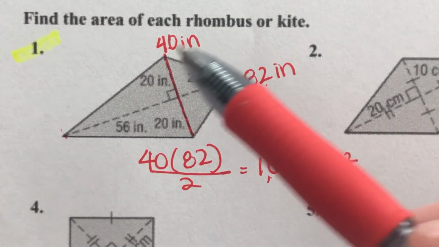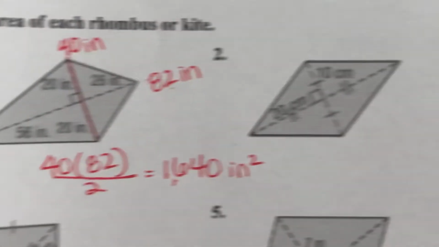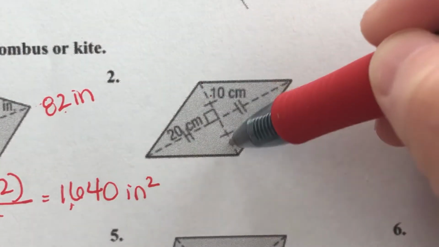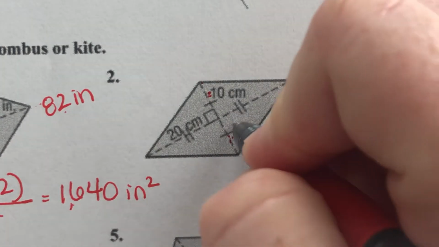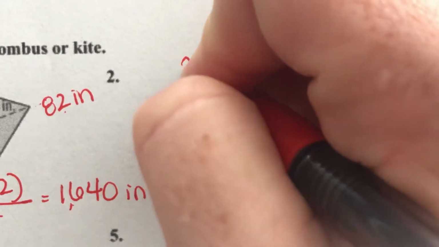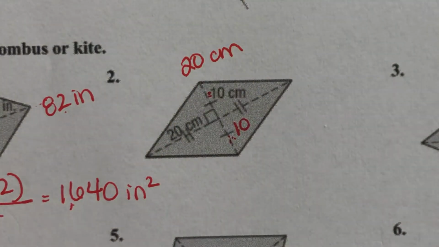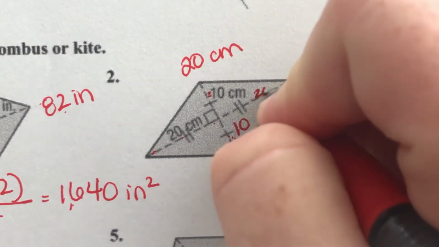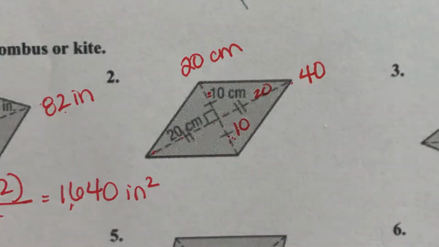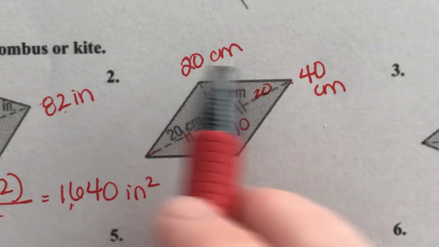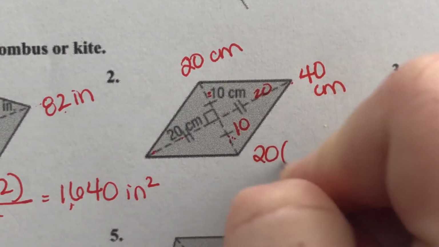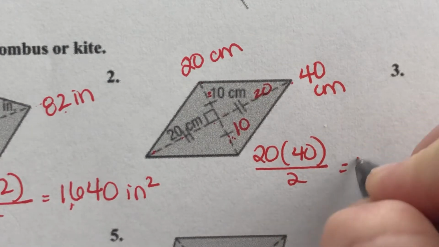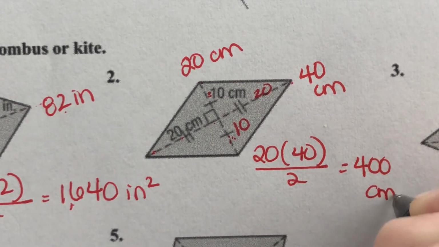And when you find area, it does not matter if it's a kite or a rhombus, you solve it the same way. Okay, for this guy, these two sides are marked congruent. This one is 10, which means this one has to be 10, which means this whole diagonal is 20 centimeters. And then this guy's 20 and this guy's 20 because they're marked congruent. So that means this whole thing is 40 centimeters. So I'm going to multiply 20 times 40 and divide by 2, or times 1/2. So that's 800 divided by 2 is 400 centimeters squared.